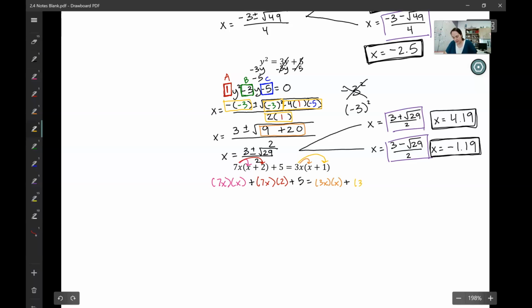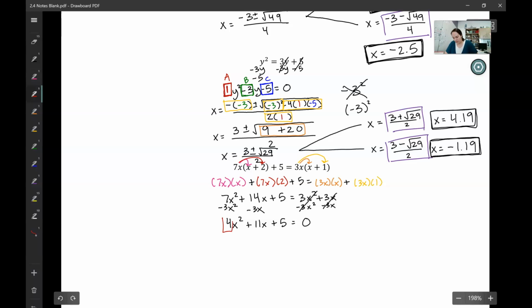So I should get this. And now I can simplify. So I have 7x squared, 7x times x, plus 7x times 2, 14x, plus 5. 3x times x, 3x squared, plus 3x times 1, 3x. Now, just like last time, get everything to the same side, so minus 3x squared to get rid of that one, and minus 3x to get rid of that one. And now it equals 0.